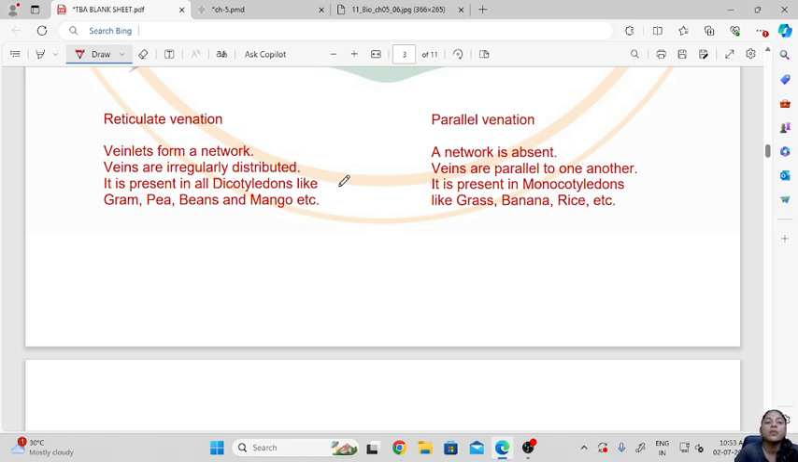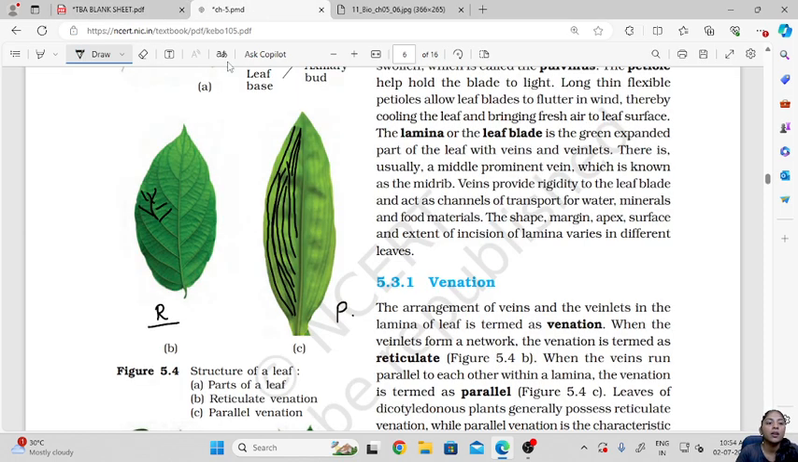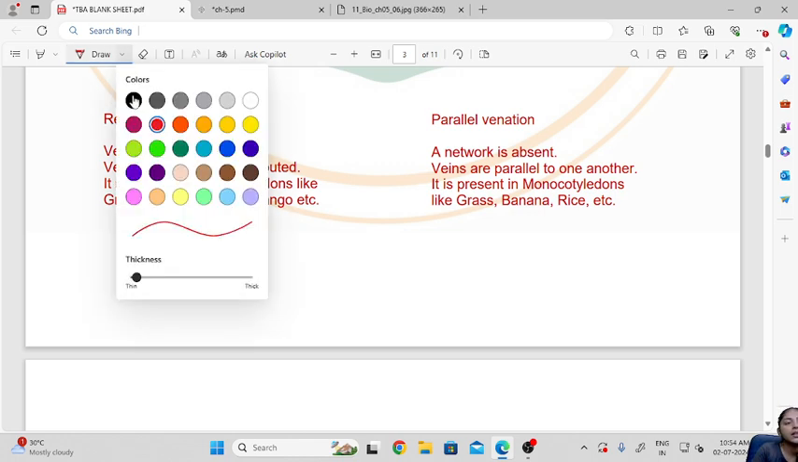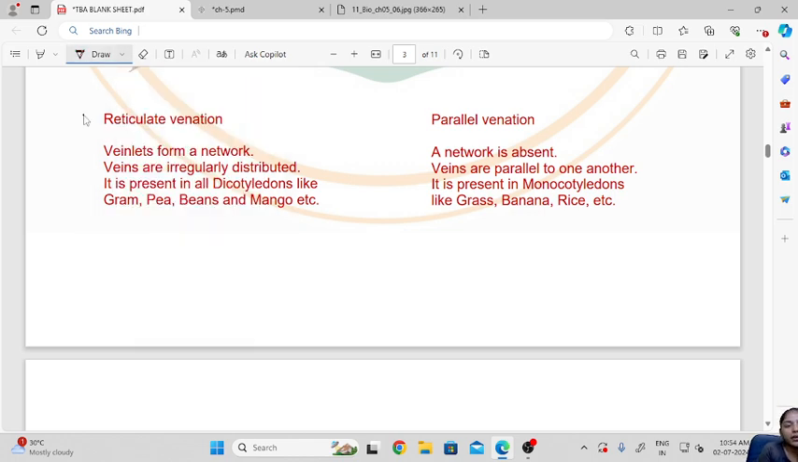So the veinlets form a network in reticulate venation. Okay, we have already seen it over here. Then the veins are irregularly distributed and it is present in all the dicotyledons. Okay, so reticulate venation is present in all the dicotyledonous plants. For example, gram, pea, beans and mango. There are various other plants also.